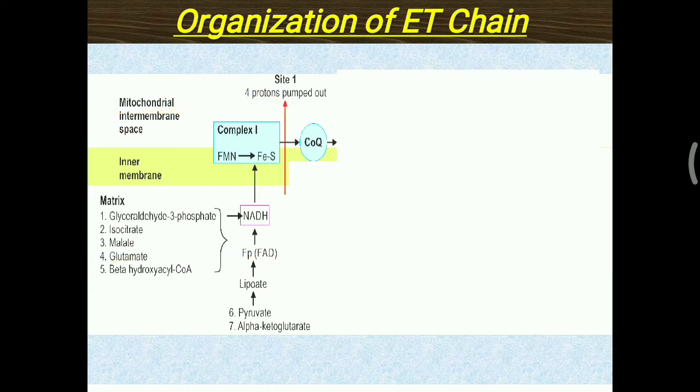Mostly from the matrix part, NADH donates electrons and transfers them to complex 1, and then from complex 1 to the CoQ. In the same way complex 2, which is also on the inner side or matrix part of the mitochondria, is the FADH2 particular succinate dehydrogenase. It is attached over the inner mitochondrial membrane, transferring electrons to the CoQ. So complex 1 and 2 ultimately transfer electrons to coenzyme Q.